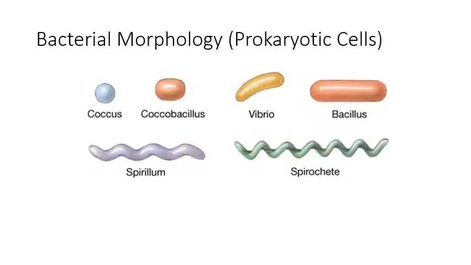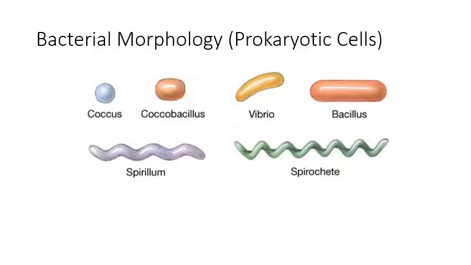Okay, so back to the overall shape of cells. So let's talk about bacterial morphology real quick. So remember that bacteria are prokaryotic cells. So these are the very simple cell structure, but we find them in lots of different shapes and sizes. So here are some of the major shapes that you should be familiar with.